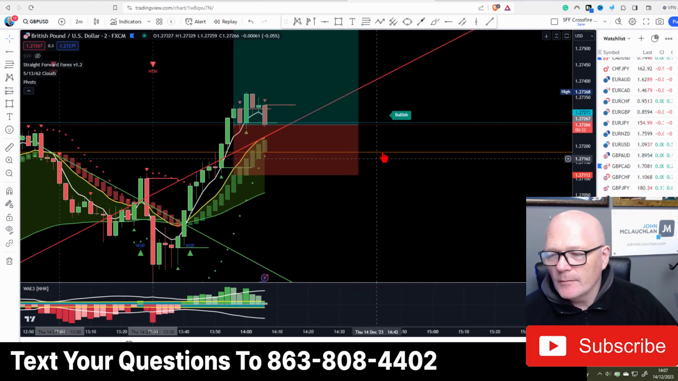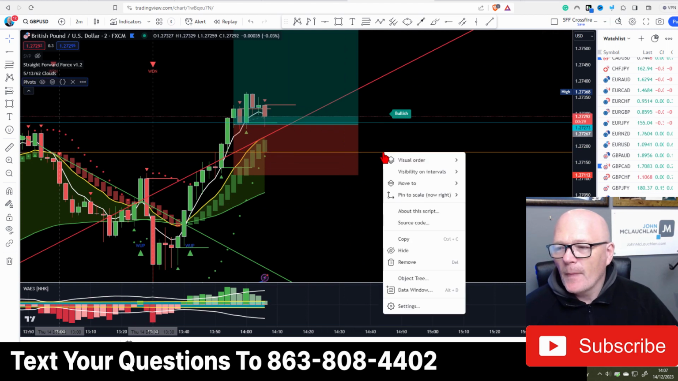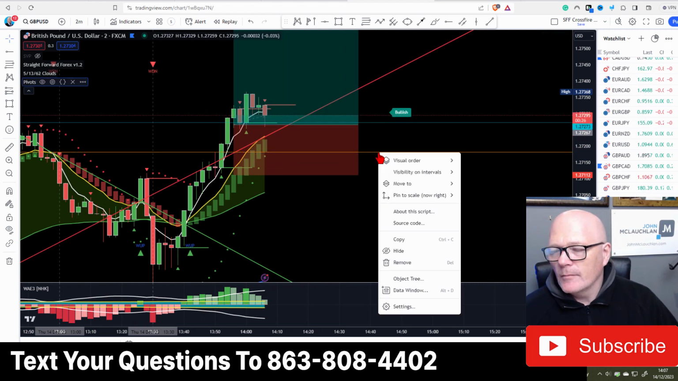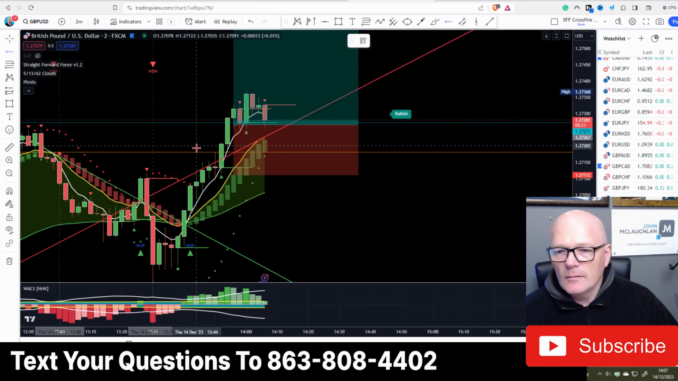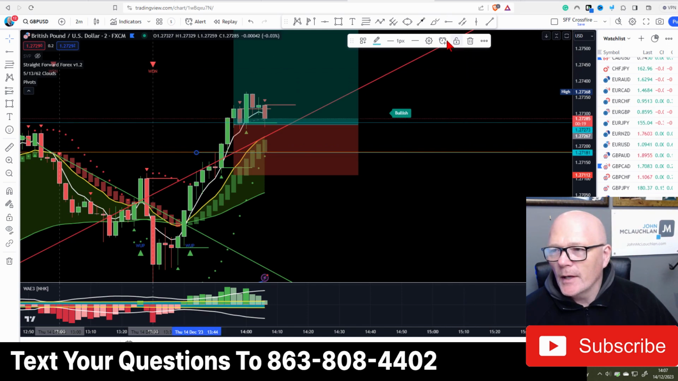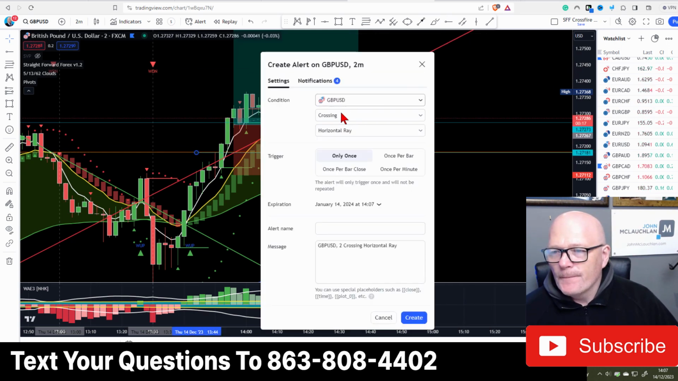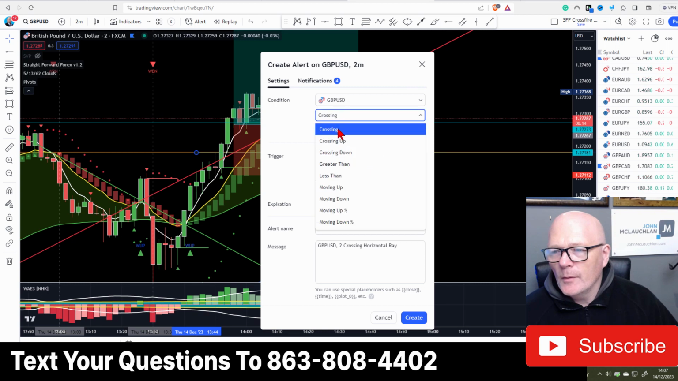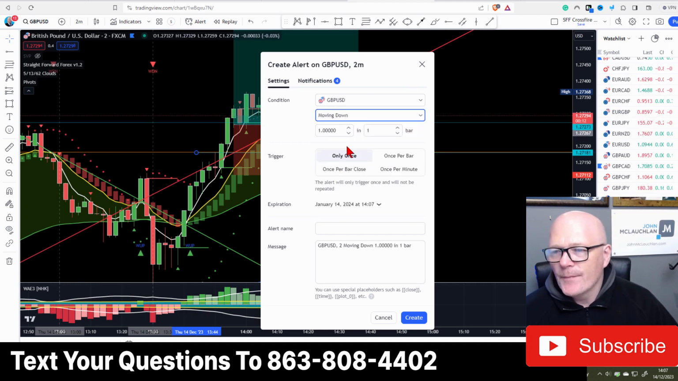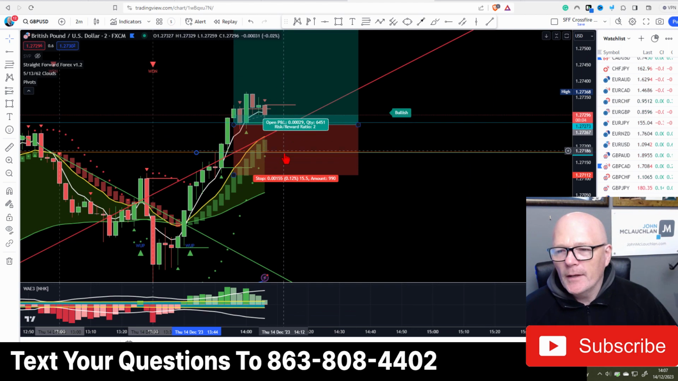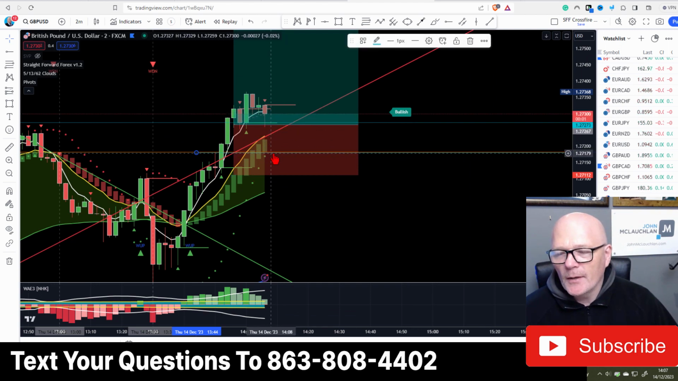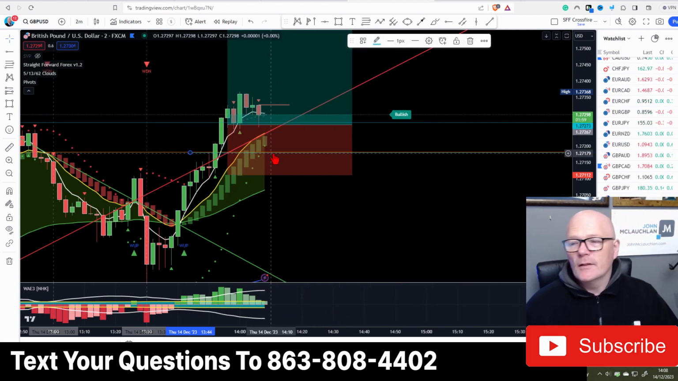If we were to have a look at the pivot line, you can put a ray on, for example. Hit the timer. When the price is moving down, let me know, please. And you can put any message you want here, so you can go and check it out. Hit create. So from there, when the price comes down to this area, I'll get an alert and come and see what's happening.